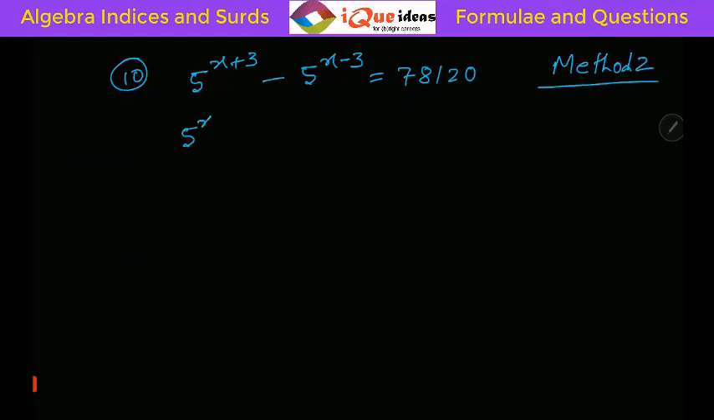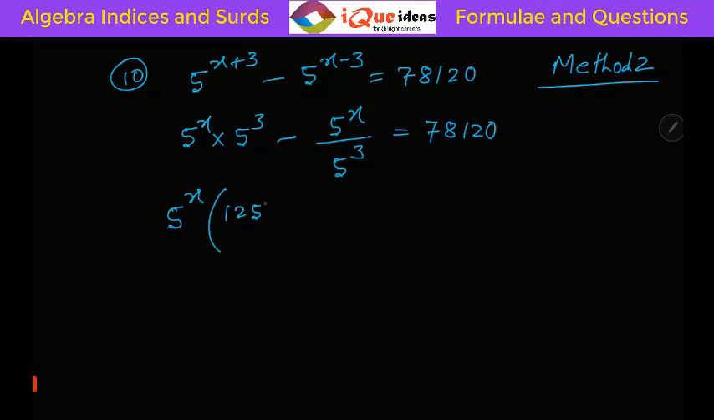So 5 raised to the power x into 5 raised to the power 3, because the power is x plus 3. Second one, 5 raised to x minus 3 can be written as 5 raised to the power x divided by 5 raised to the power 3, equal to 78120. Right? If you take 5 raised to the power x common, you will have 5 raised to 3, that is 125, minus 1, since 5 raised to x has gone out. So 1 upon 5 cube, that is 125, equal to 78120.